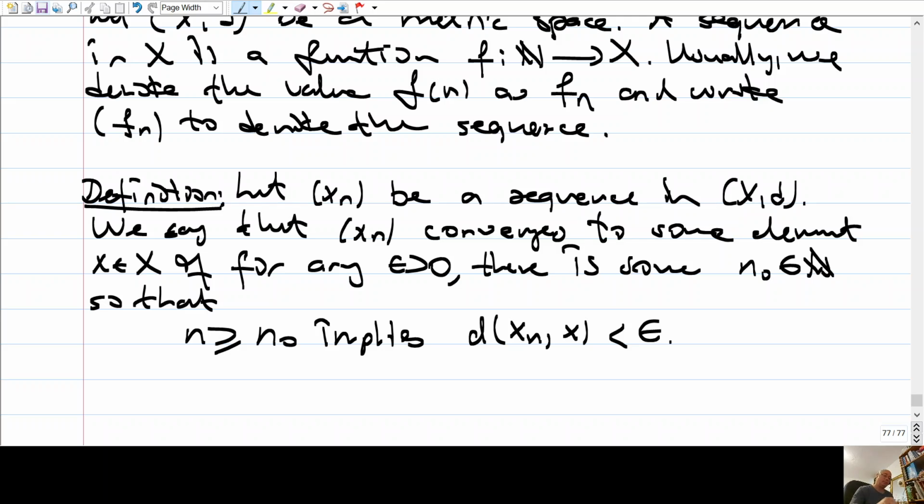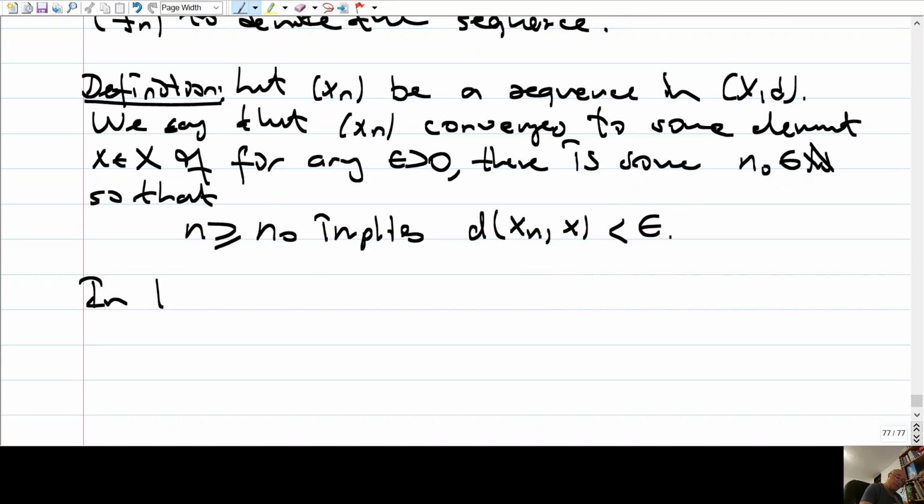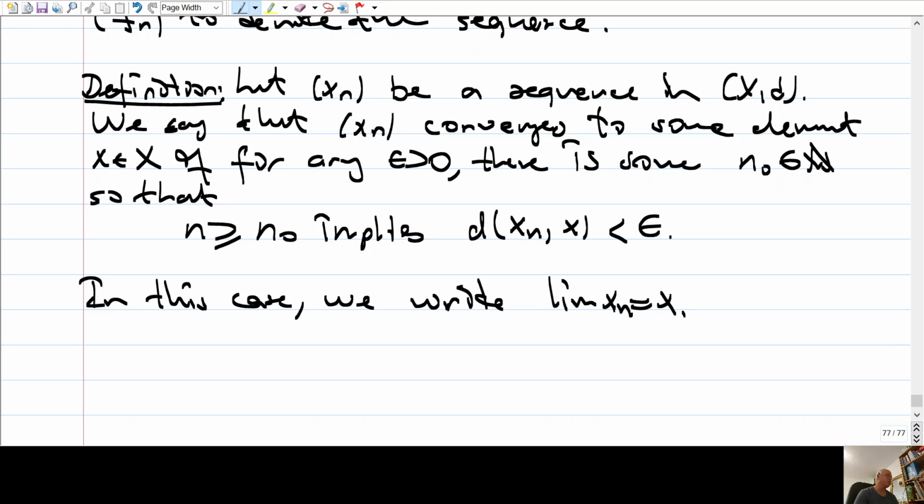Okay, so it is the same definition we had for real numbers and sequences in real numbers. The only difference is that instead of the absolute value of xn minus x, I have its analog in a metric space, which is the distance function from xn to x. In this case, of course, we write limit xn is equal to x as usual, as before.